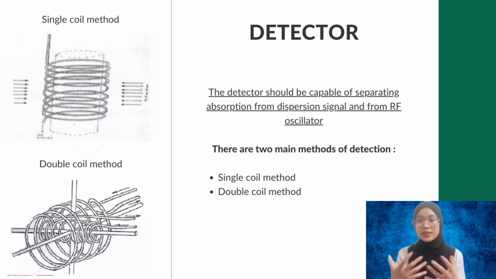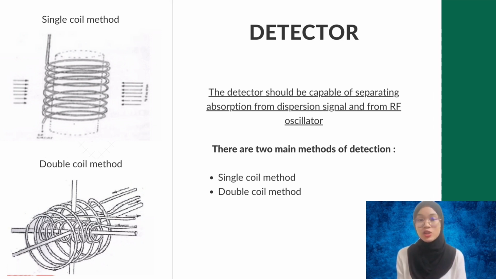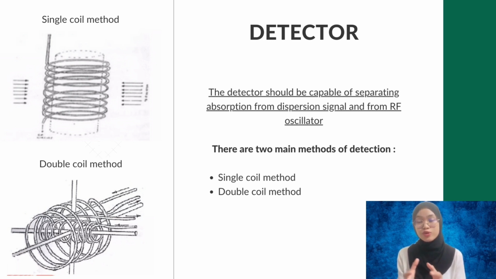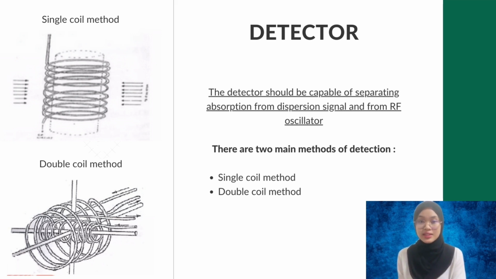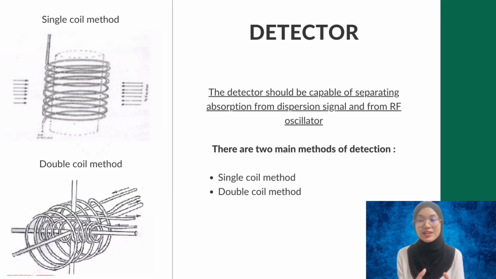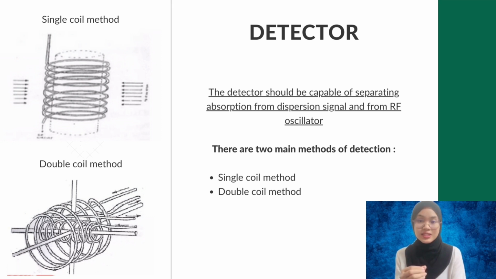There are two main methods of detection. One is the radio frequency bridge, where a coil surrounding the sample serves as both transmitter and receiver coil, while another method is the double coil method, which separates the transmitter and receiver coil. Next, the received signal that is amplified is recorded by using a computer device to give you the data.